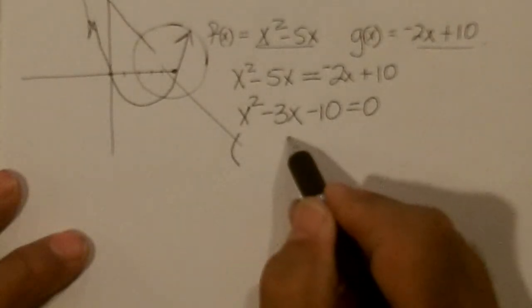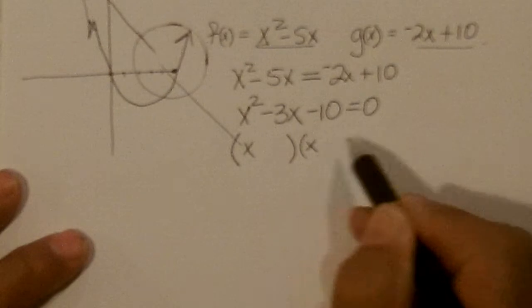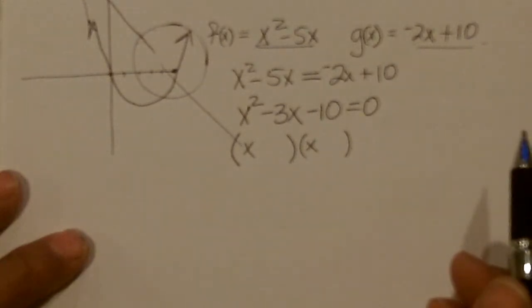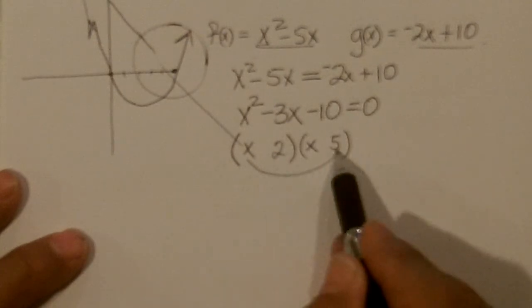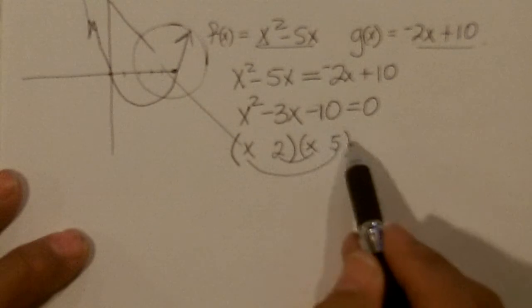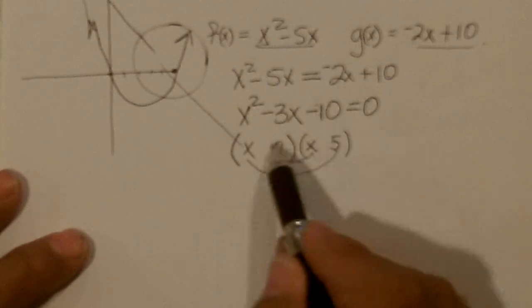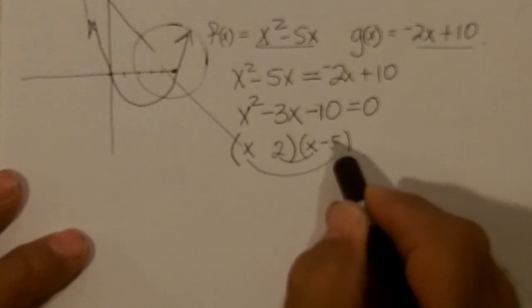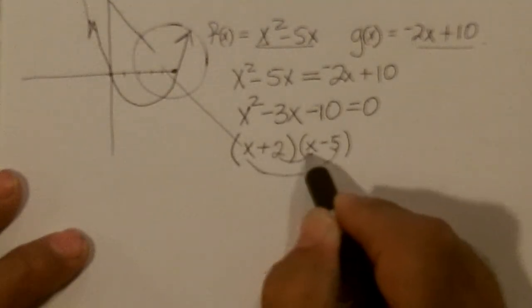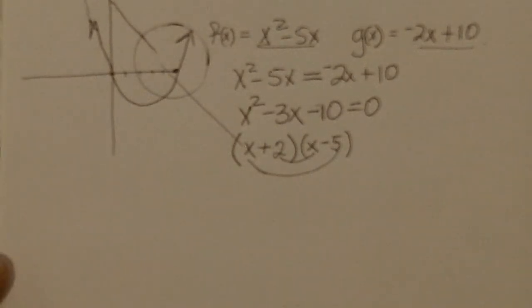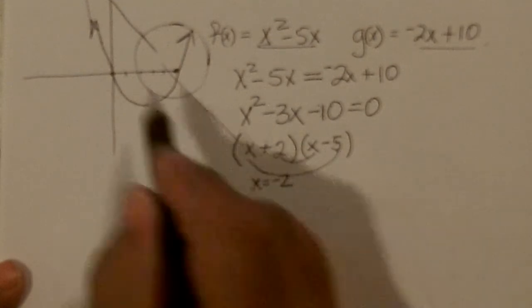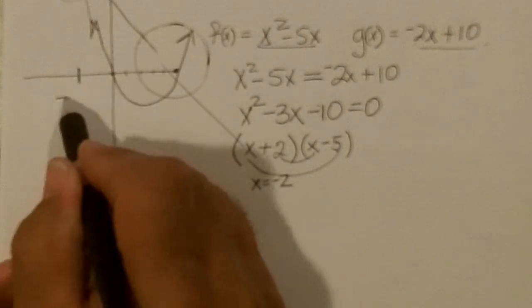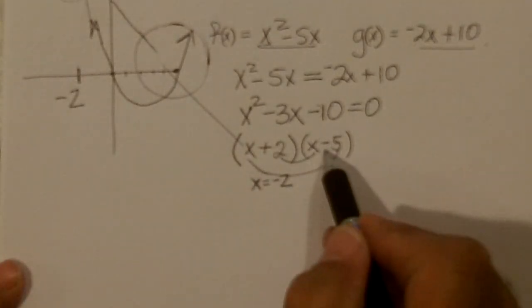I could try factoring. Let's see if that works. That would be x and x. What makes minus 10? That would be 10 and 1, or 2 and 5. If I do 2 and 5, I would get 5x and 2x. They have to be opposite because this is supposed to be negative 10 when I multiply these, so one of them is negative. So if I make the negative on the 5, I get negative 5x, and plus 2x would make negative 3x. So therefore, these intersect at x equal negative 2. That's this one. And at plus 5.